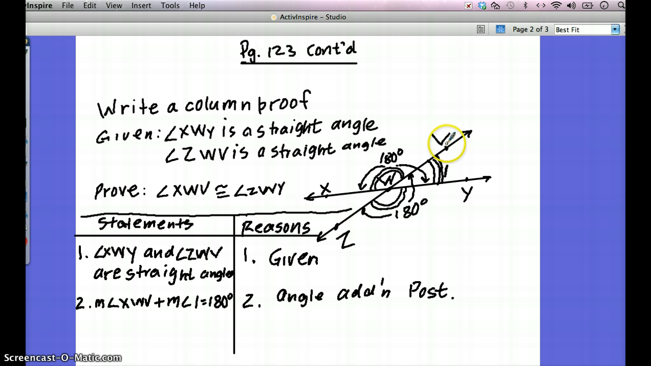Similarly now, I'm going to look at line ZV. I'll take this angle, which is angle ZWY, plus angle 1, in a similar way to what I just did. So here I go: measure of angle ZWY plus measure of angle 1 is also equal to 180.